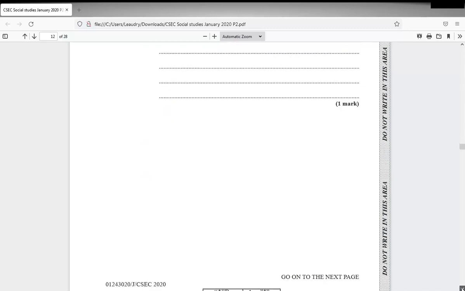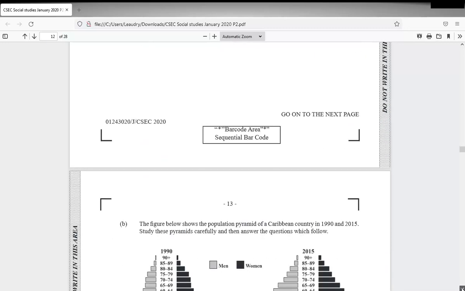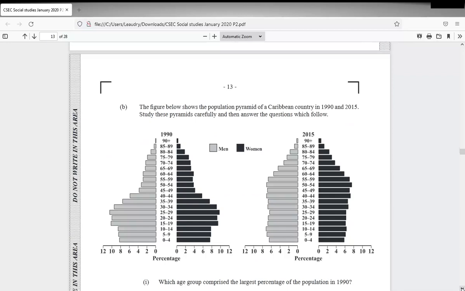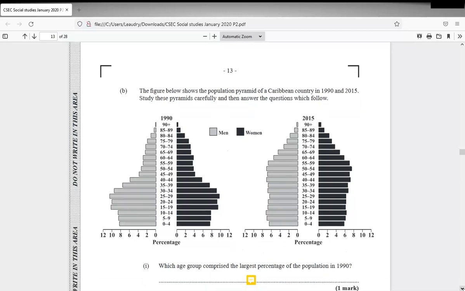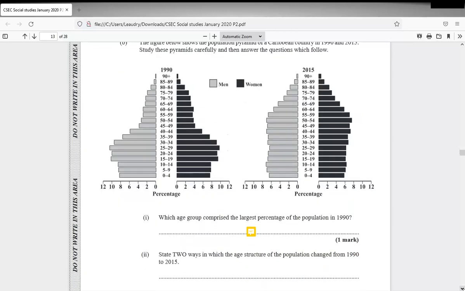So let's move on to the B part of the question. So here we have a population pyramid diagram. It says the figure below shows the population pyramid of a Caribbean country in 1990 and 2015. Study these pyramids carefully and then answer the questions which follow. And here they give us landmarks, as the gray represents men and the black represents women. And we have in the middle the age groups, and down the bottom we have the percentage.